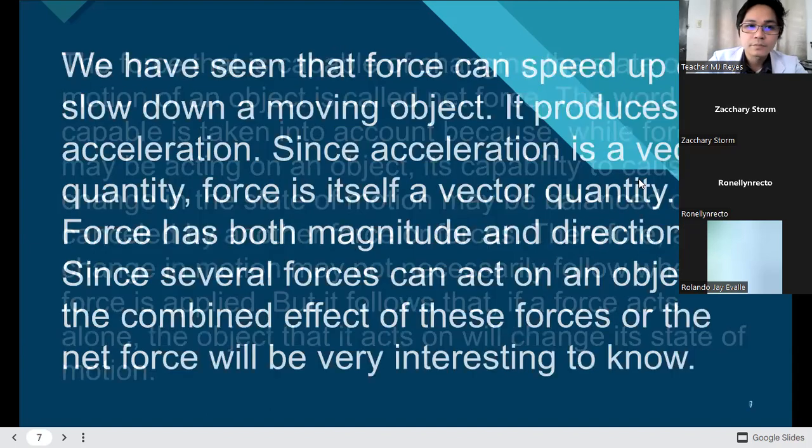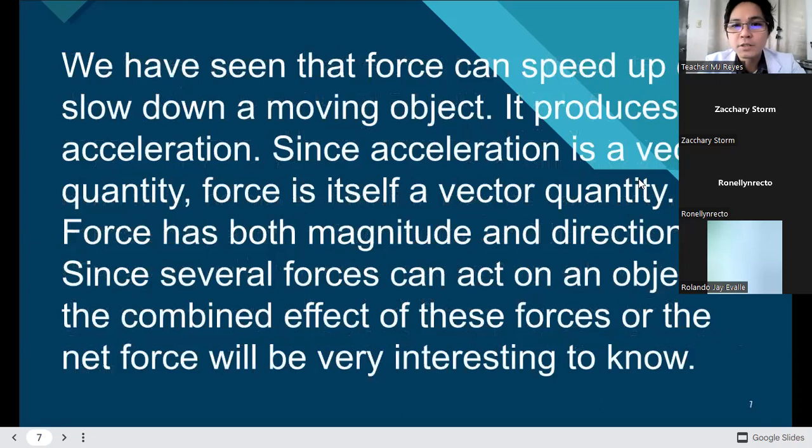Have you seen that force can speed up or slow down a moving object? Accelerating and decelerating. Are you familiar with this? I think we discussed this in your lower years in grade 7, correct? Accelerating body and decelerating body. It produces an acceleration. Acceleration means it speeds up. Deceleration means it slows down.